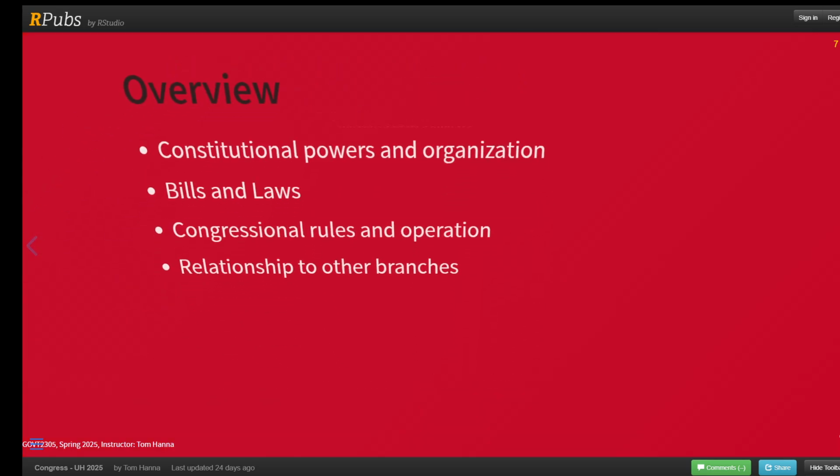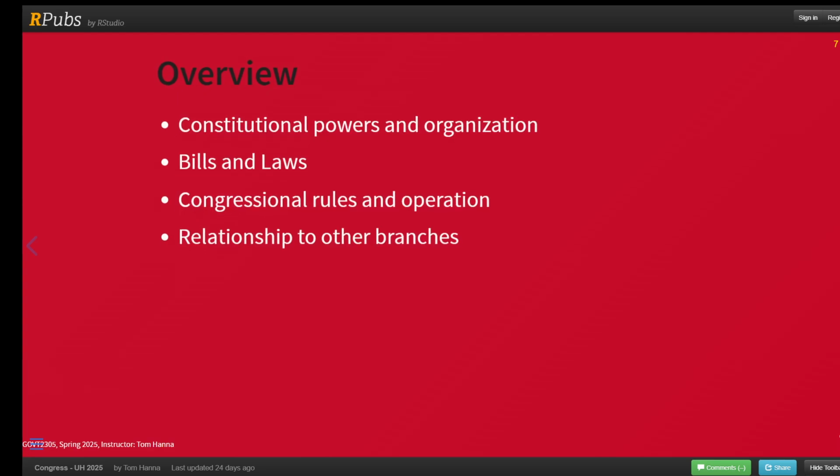I'm going to split this up into three parts, I think. We'll start with constitutional powers and organization of Congress. Then I'll cover bills and laws. And then last, I'll cover a little bit about congressional rules and operation and the relationship to the other branches. So I'll post three different lectures, parts 1, 2, and 3.